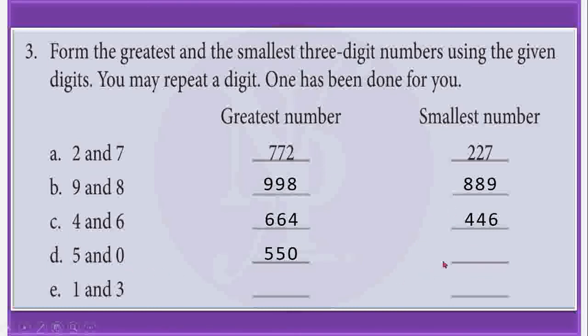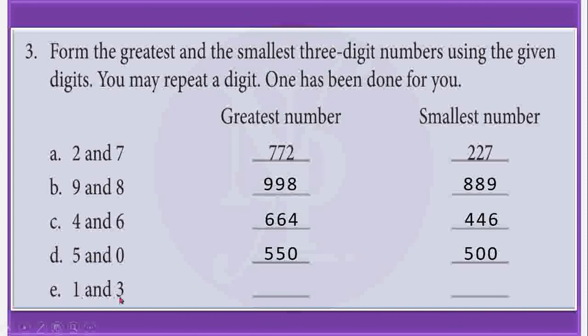And to form the smallest number, we cannot put the smallest digit 0 in the greatest place. If you write 005, it cannot be a 3-digit number. So what we should do is repeat 0, but it should not be at the greatest place. Remember that 0 should never be at the greatest place of the number. So the smallest number that can be formed using 5 and 0 is 500. 0 is repeated and it is written in the tens and ones places, not in the hundreds place.